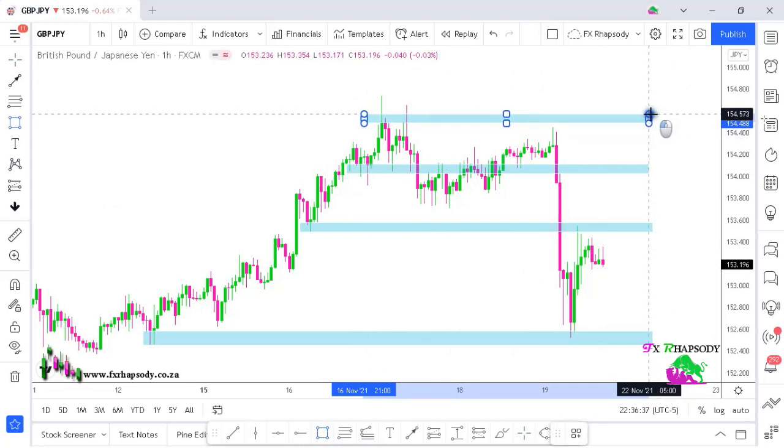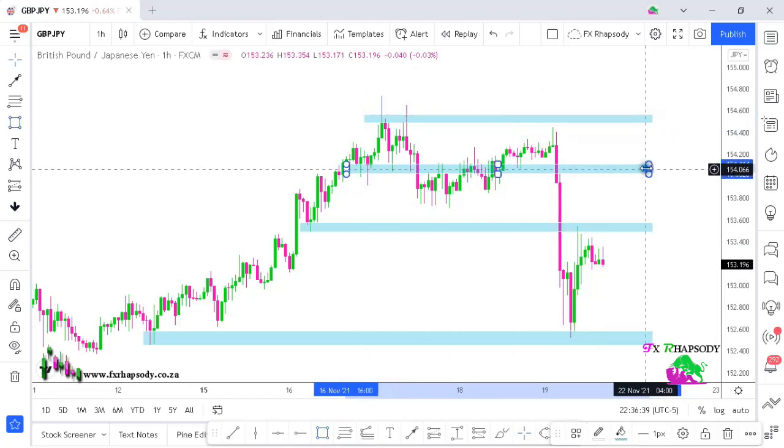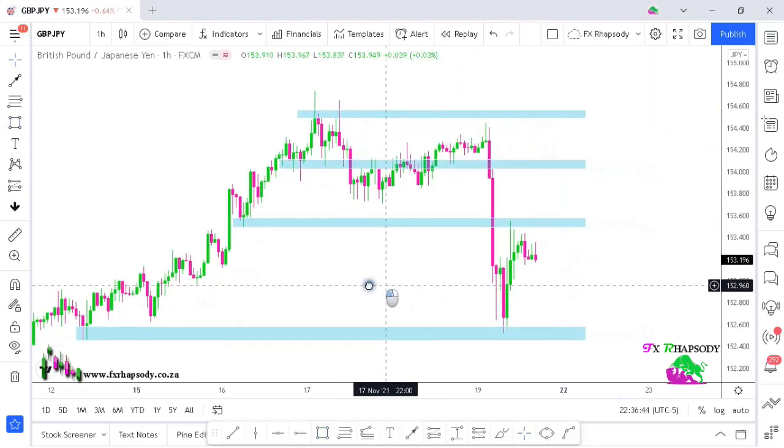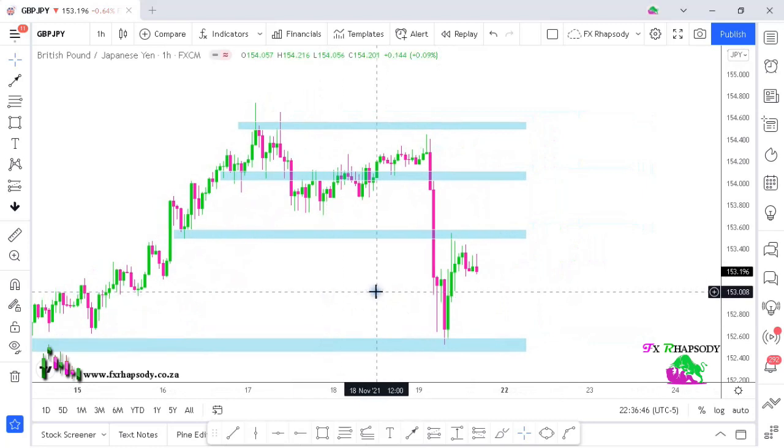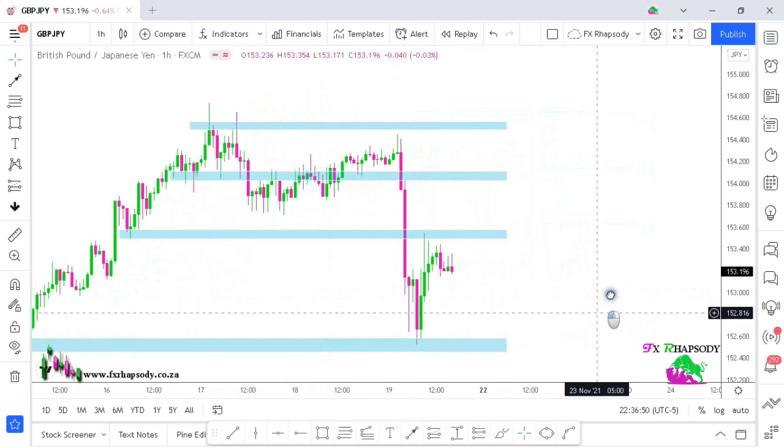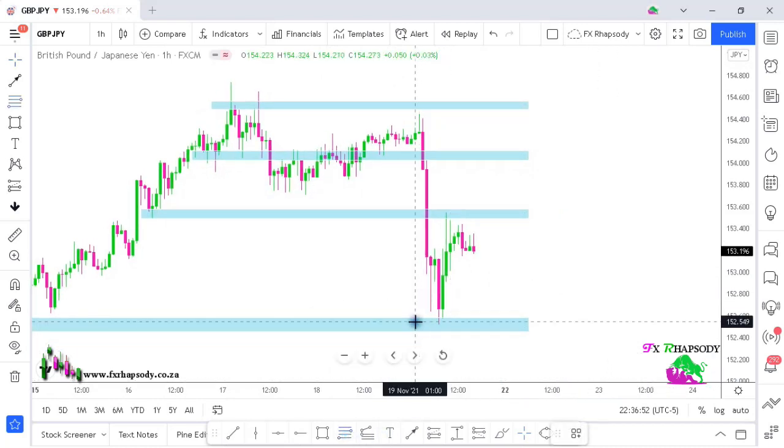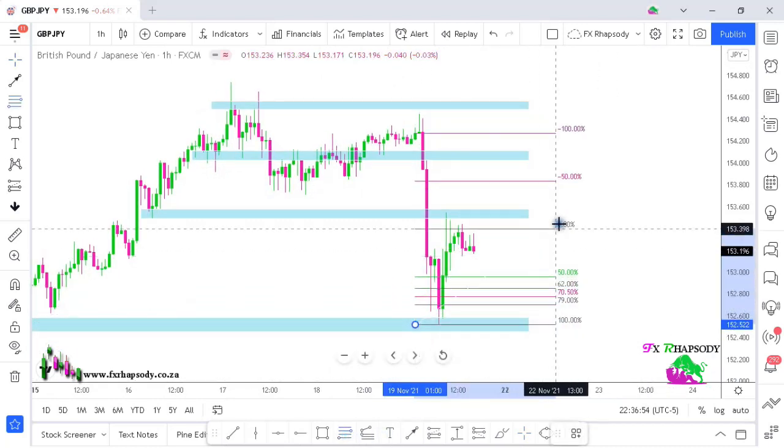So let's not make it too big. Okay, let's just expand this a little bit so everything is in line. Okay, so now I've got my key areas that I'm looking at on the hourly. So what I want to do is now wait for confirmation. So what I want to do is take my Fibonacci from this low to that swing high.